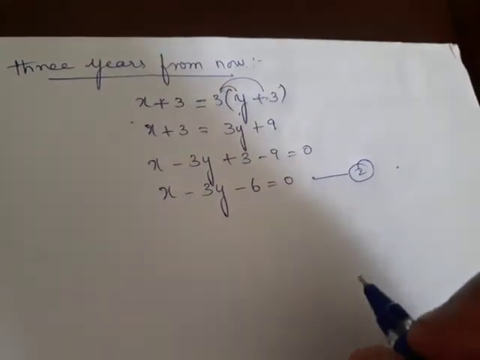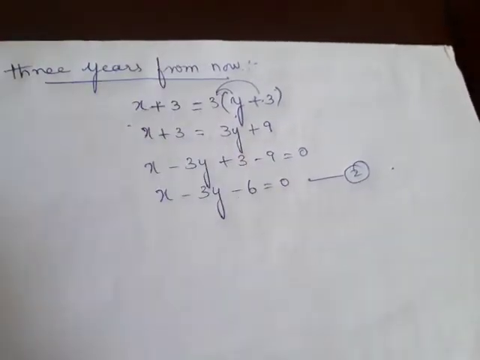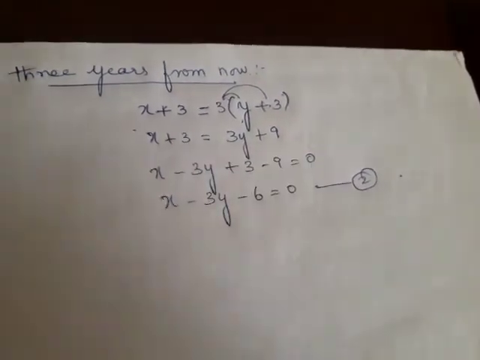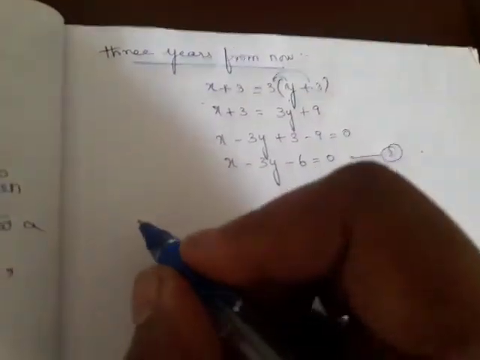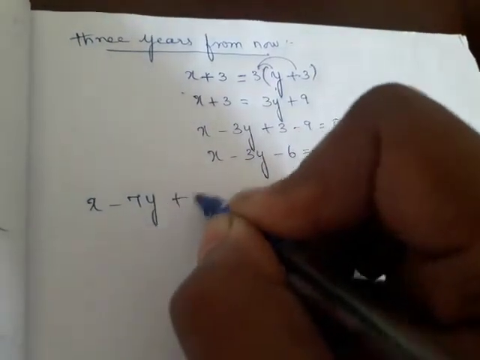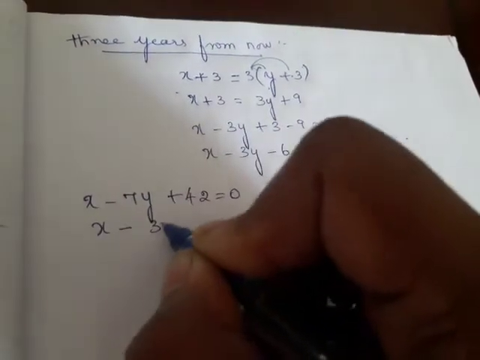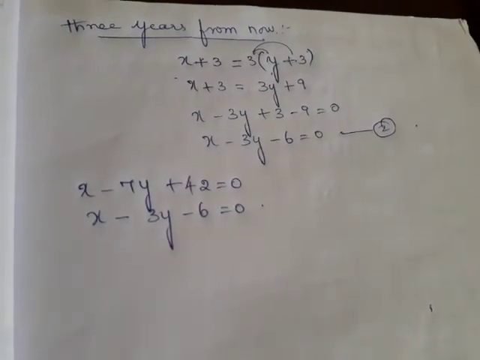So our question is to express the situation algebraically as well as geometrically. This is called the algebraic expression. We have expressed the given situation as equations. Now they also asked you to express it graphically. How will you express this graphically? The first equation is x minus 7y plus 42 equal to 0, and the second is x minus 3y minus 6 equal to 0. Now how will you express this graphically?